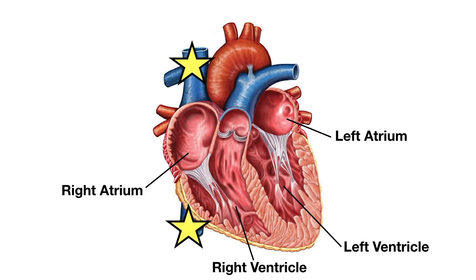These blood vessels are carrying blood to the right atrium, so we know they're going to be veins. And in this case, they're the superior vena cava and inferior vena cava. And their function is to deliver deoxygenated blood from the body to the right side of the heart.